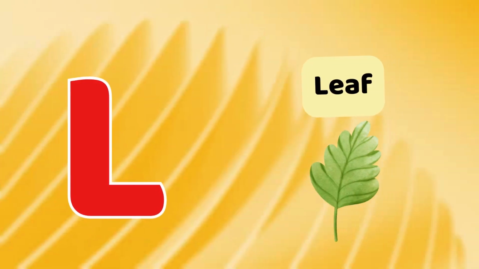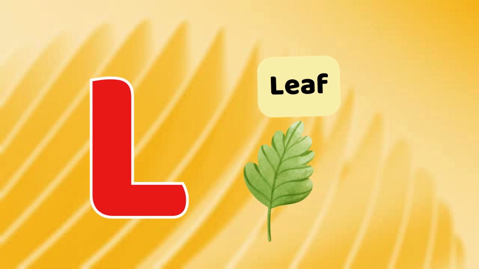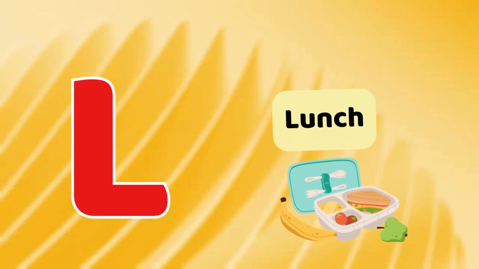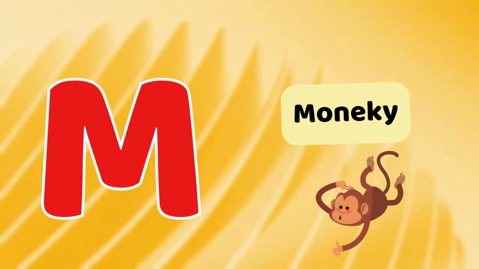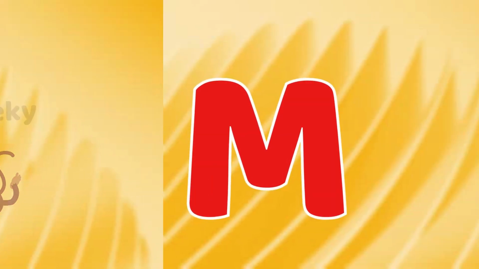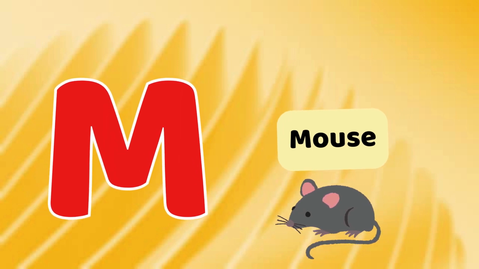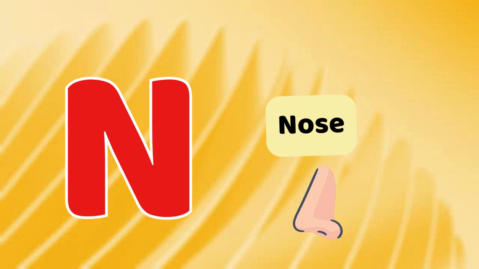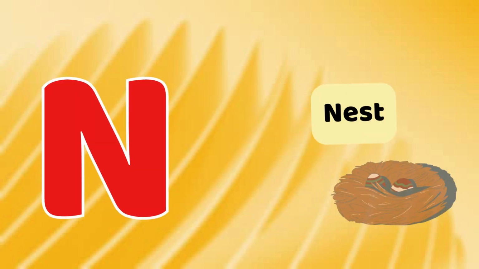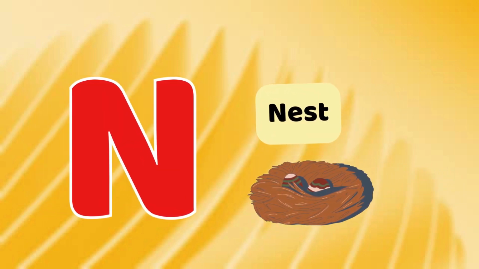L is for leaf, l, l, leaf. L is for lunch, l, l, lunch. M is for monkey, m, m, monkey. M is for mouse, m, m, mouse. N is for nose, n, n, nose. N is for nest, n, n, nest.